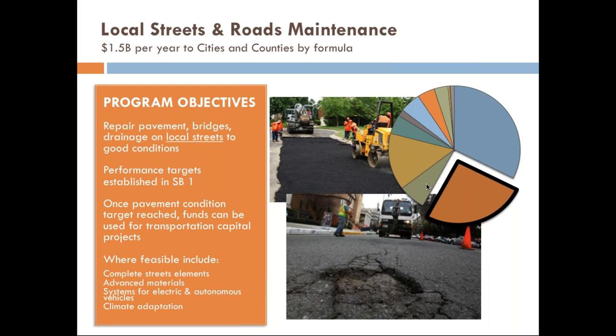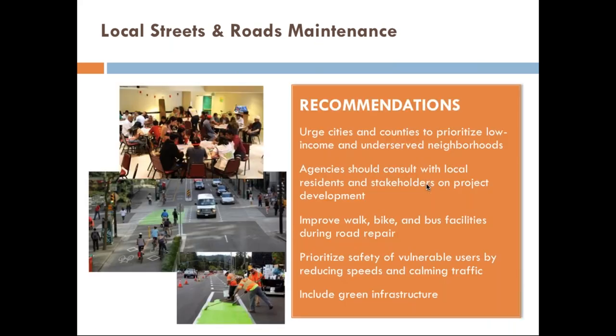in SB1. And the caveat here is that once cities or counties reach that sort of target for good conditions of their local streets, the pavement on their local streets, they can actually use this funding for other things, so other types of transportation capital projects. So that's important to keep in mind when you're trying to figure out how your cities and counties are spending these funds. And then again, those same where feasible inclusions also apply to local streets and roads. So including complete streets elements, advanced materials, communication systems for electric and autonomous vehicles, and climate adaptation also apply to how cities and counties are maintaining local streets and roads.